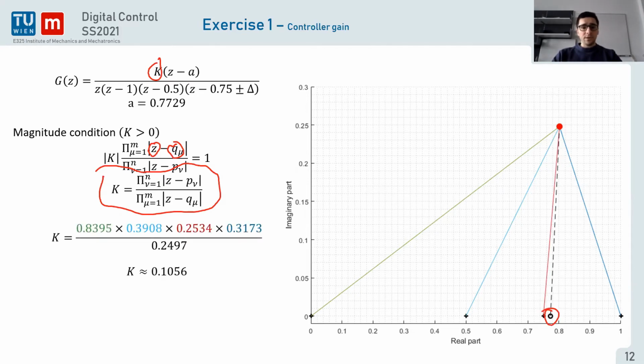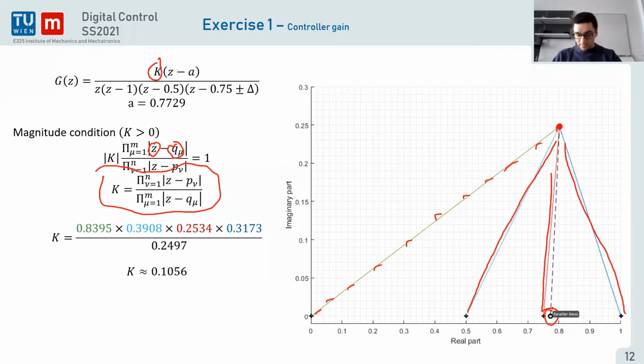And now if we apply this formula, we have first the distance here. All of you know how to compute the distance between 2 points on a plane, I guess. So I just compute the distance here. Then you multiply by the distance here, multiply by the distance here, and the distance here. And you divide by the distance of the desired pole and the 0. So only this distance here, only one left, which is this one. And you can find the gain, which is 0.1056.